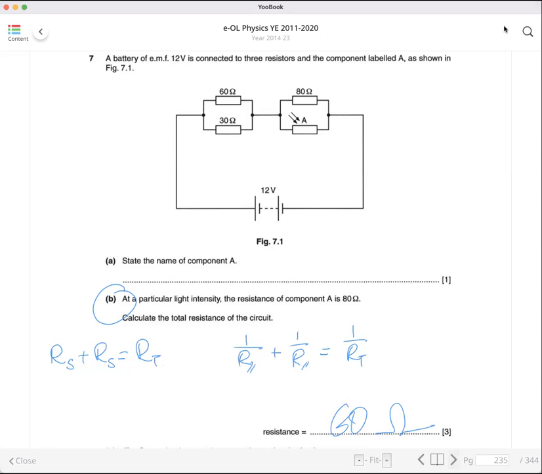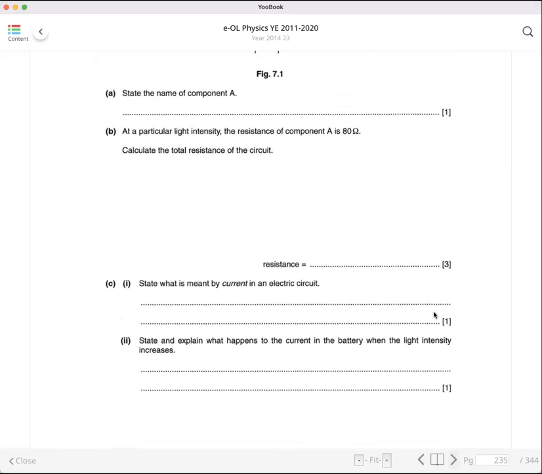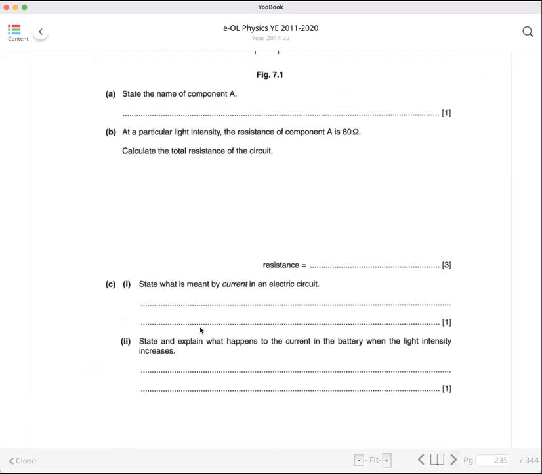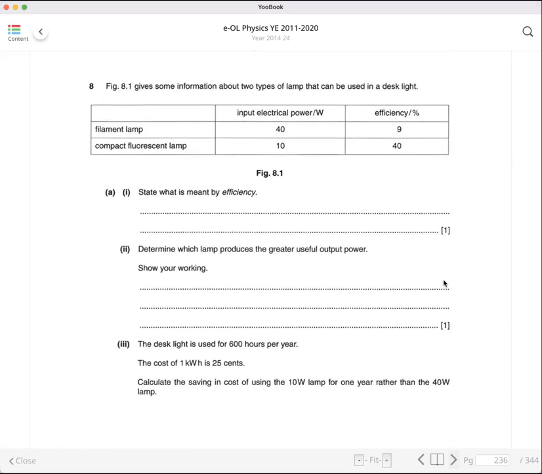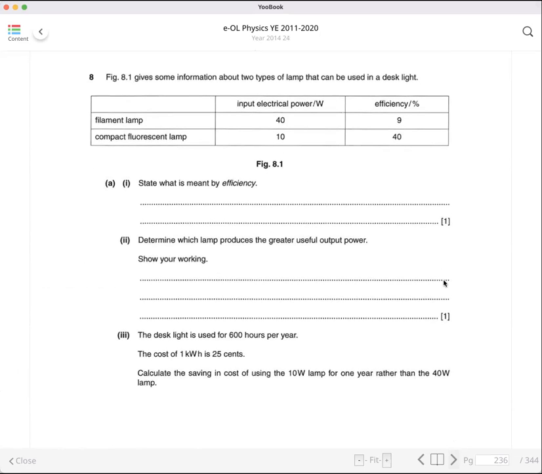Okay, clear? So the other two questions I will not go through. If you all want, let me know quickly. Okay, let's continue. Let's do part 2 and part 3. Okay, start doing.